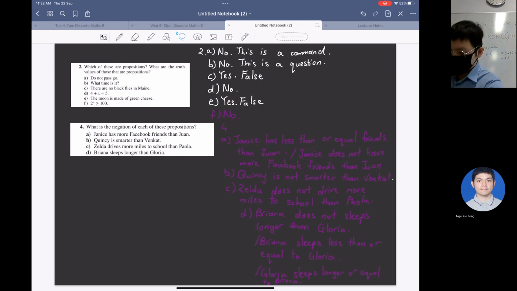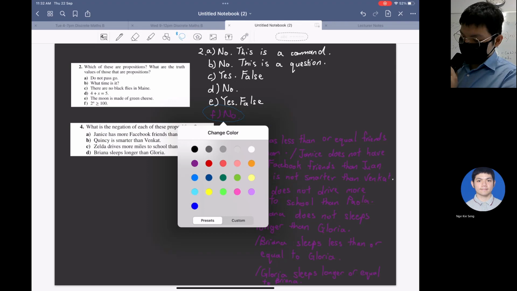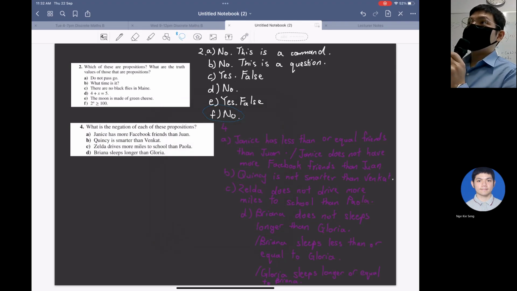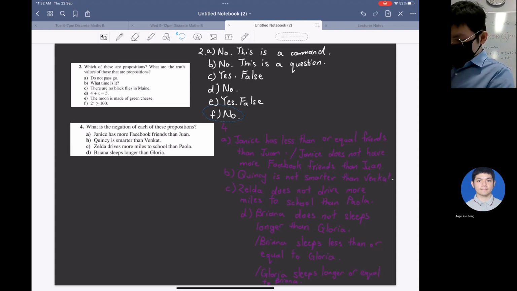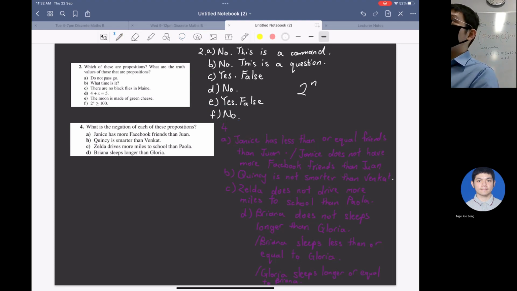Okay, next. 2 to the power n greater or equal to 100. No. Why? Why is it not? Oh, you don't know the n. You don't know what the n is. Yeah. So the n is not specified. So when is it true? For what n is it true?